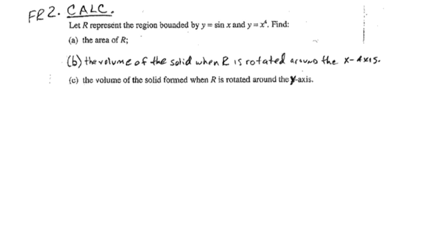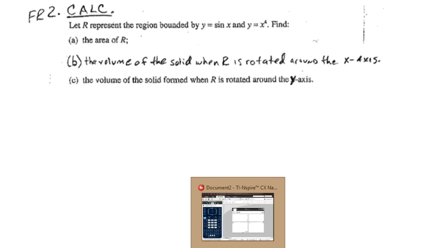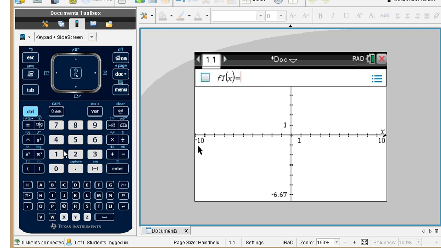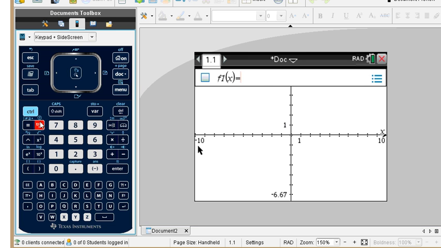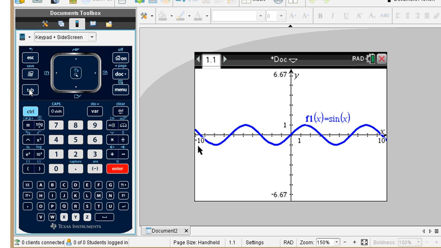To do that, we'll go to our TI Nspire CX calculator here and put in the two functions, one of which is sine x, and the other one of which is, now to get the second one, I press tab again, x to the fourth power. And so we're going to have this little area here in quadrant 1 right close to the origin.